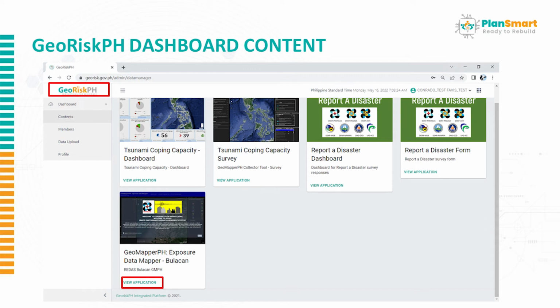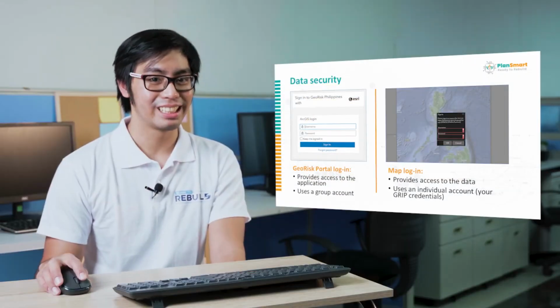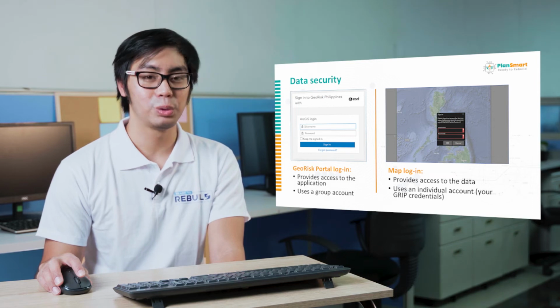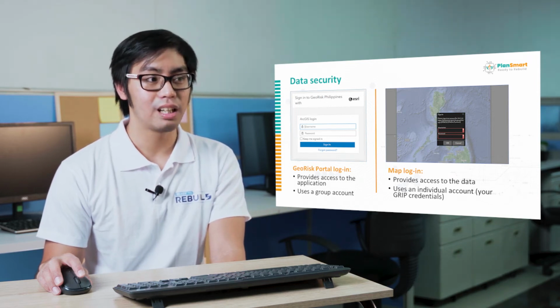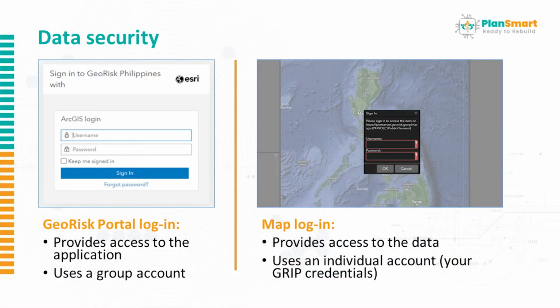To view an application, in the GeoMapper PH app, click View Application. Before we proceed, I will explain to you two types of login that you will encounter. First is the GeoRisk Portal Login. The GeoRisk Portal Login provides access to the application, and we will be using a group account. After that, we will do the map login. The map login is used to provide access to the data, and here you will use your GRIP account or your individual account.